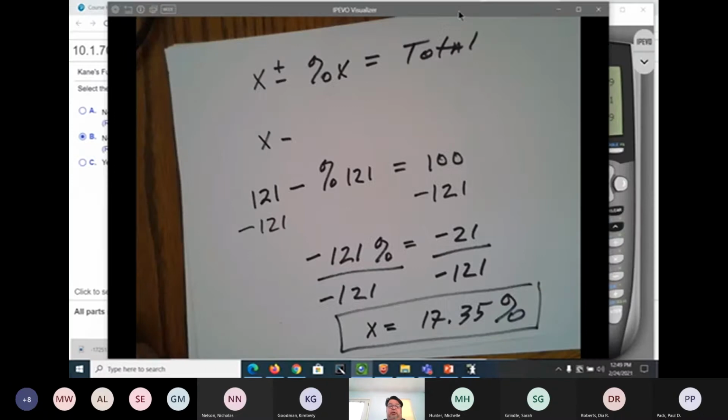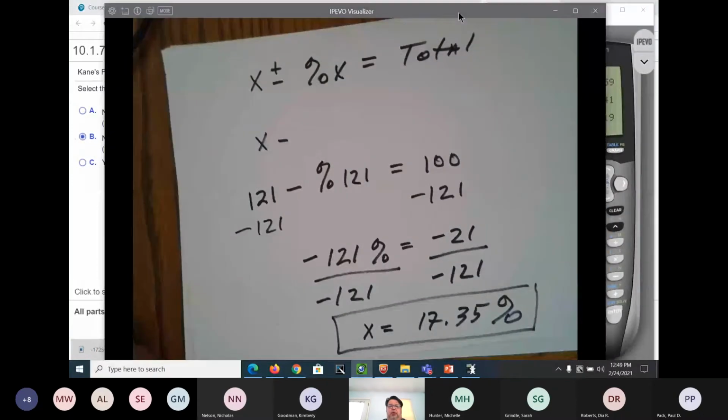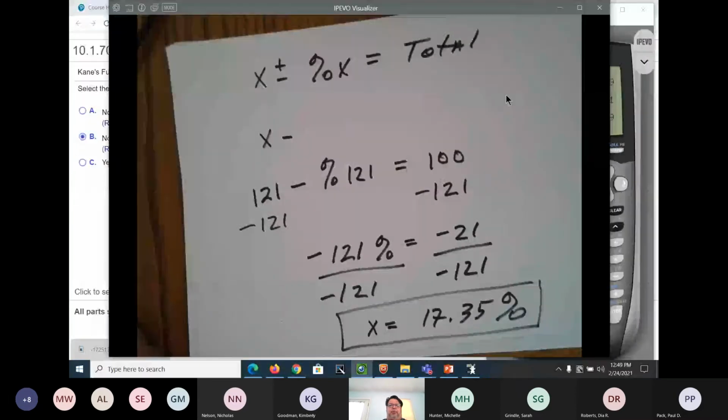Now my question is, how did I get to 4.41? I can't remember that now. Did anybody write down how I got to 4.41 before, after I got the 17.35? I can't remember what I did after that. All right, nobody's going to tell me. Well, I got 4.41.